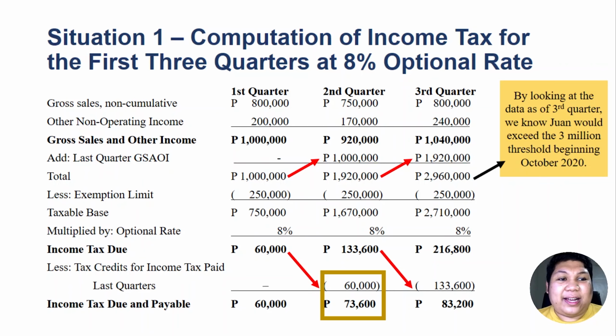So by looking at the data as of third quarter, we know Juan would exceed the 3 million VAT threshold beginning October 2020. So therefore, there will be a change. He will no longer be qualified for the 8% optional rate.